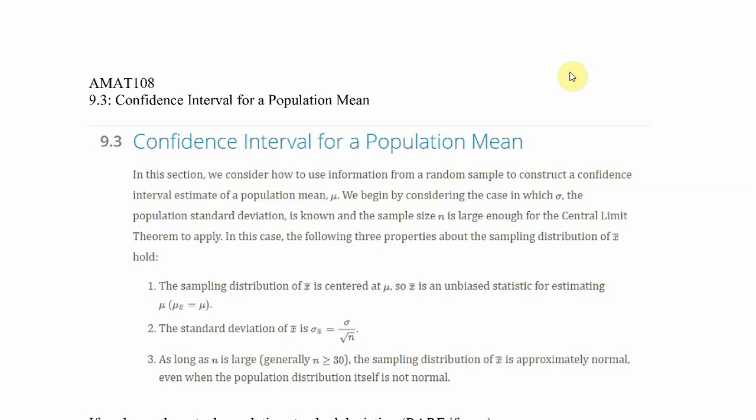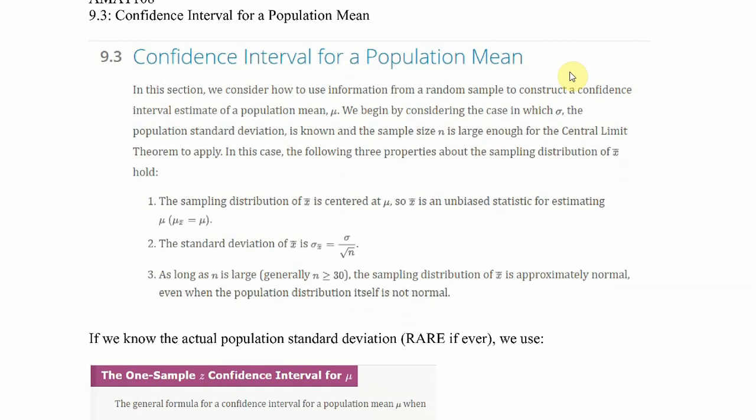We begin by considering the case in which sigma, the population standard deviation, is known and the sample size n is large enough for the central limit theorem to apply. Again, that's n greater than or equal to 30. In this case, the following three properties about the sampling distribution of x bar hold. The sampling distribution of x bar is centered at mu, so x bar is an unbiased statistic for estimating mu. From chapter 8, the standard deviation of x bar is sigma x bar equals the actual standard deviation sigma divided by the square root of n. And as long as n is large, greater than or equal to 30, the sampling distribution of x bar is approximately normal, even when the population distribution itself is not.